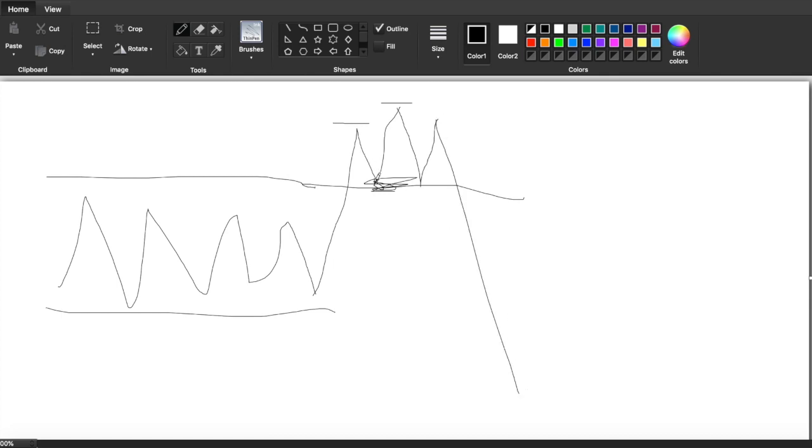So the first touch of a level that was very difficult to break out of in previous price action will always be the highest probable.